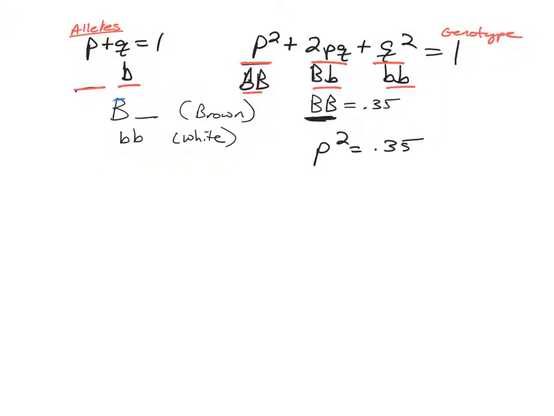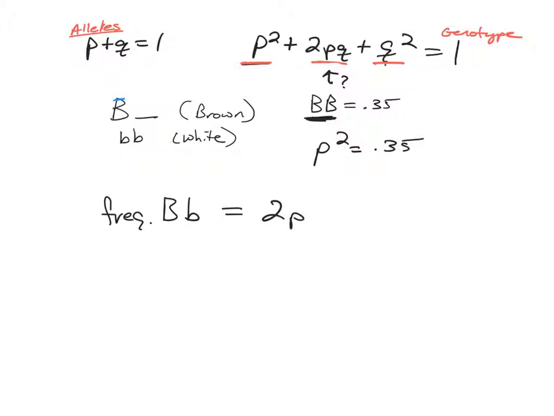So how does that help me? What's my next step? What am I trying to find? What's my question? What I'm trying to find is the frequency of the heterozygous rabbits, right? I'm trying to find this one. And to find that one, I need p and I need q, because the only way I'm going to find the big B, little b frequency is if I have 2pq.